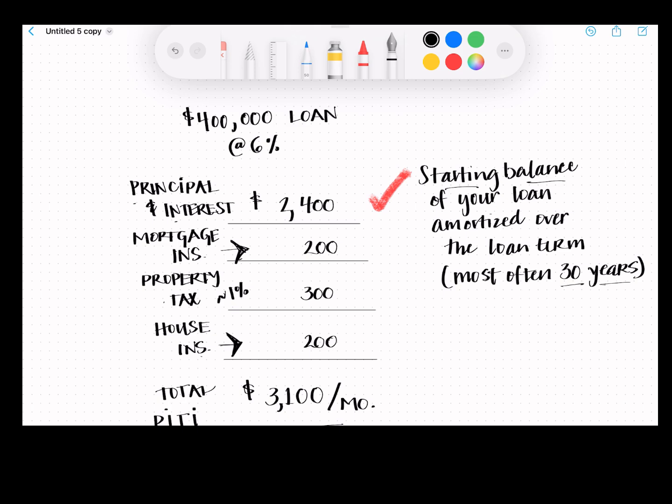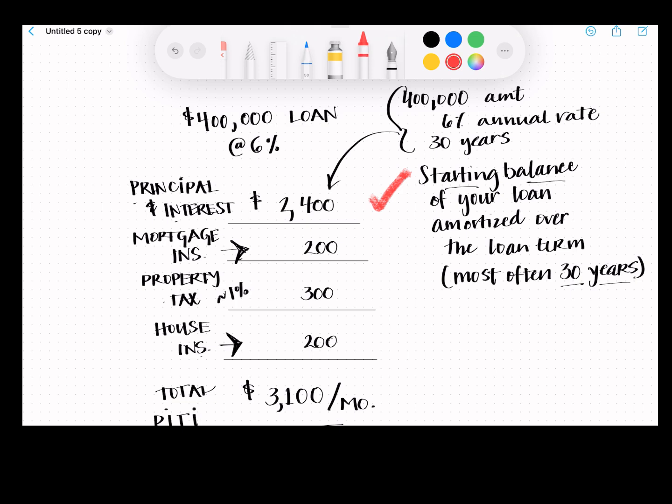So in this case, if you go to a loan calculator, you would plug in $400,000 as your starting amount, 6% as the annual interest rate, 30 years as the term. That will get you roughly $2,400.